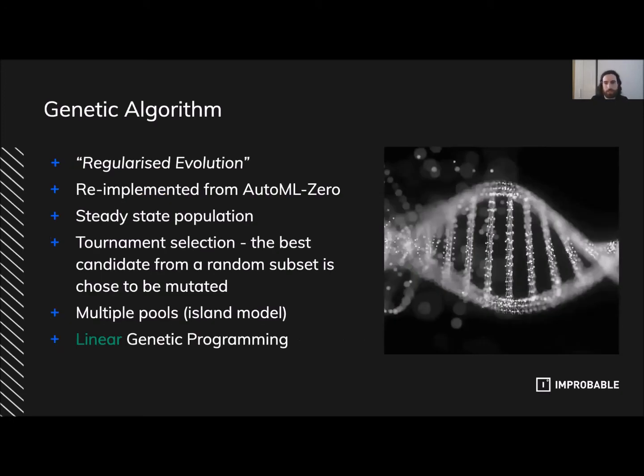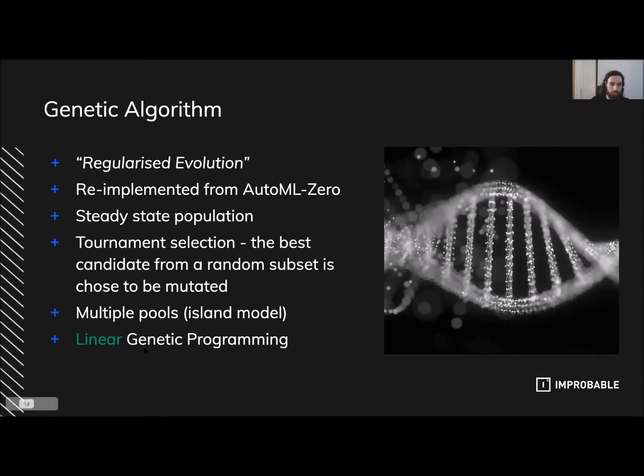So this is mutating these lines of instructions. This is called regularized evolution. This is basically just re-implemented from AutoML-Zero. So it's a steady state genetic algorithm. It's using tournament selection. So you basically take the best candidate from a random subset, mutate that and add it back to the pool. And then we do multiple pools so we can run them in parallel and also preserve diversity as well.